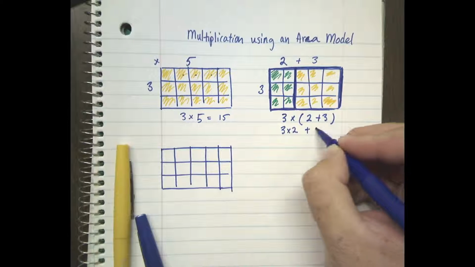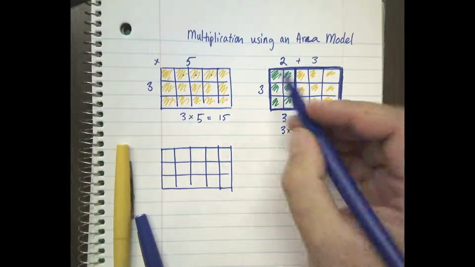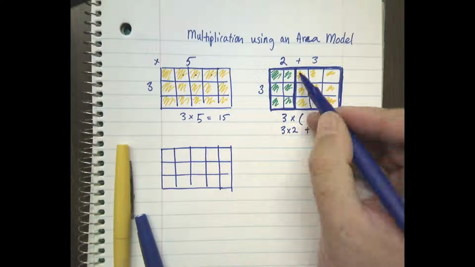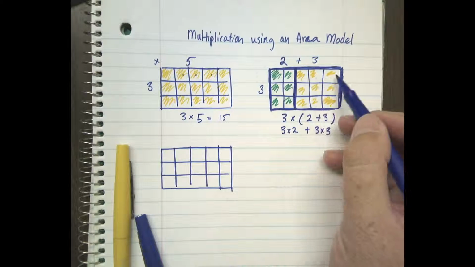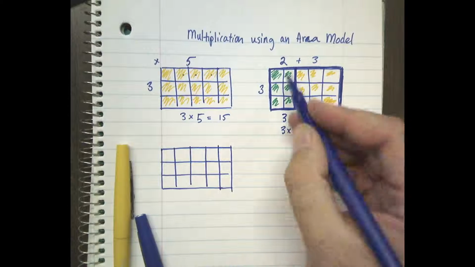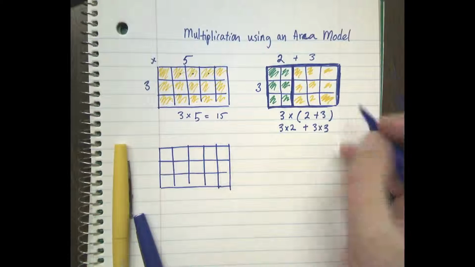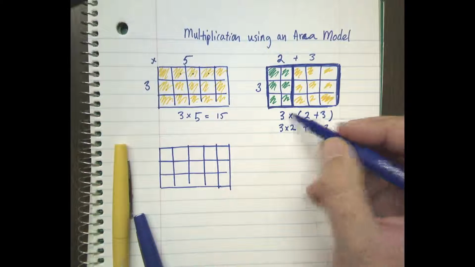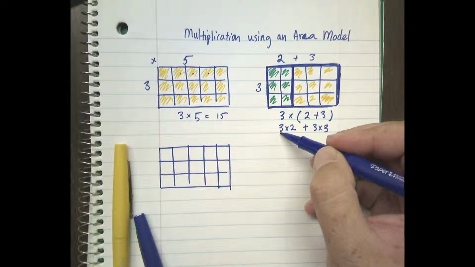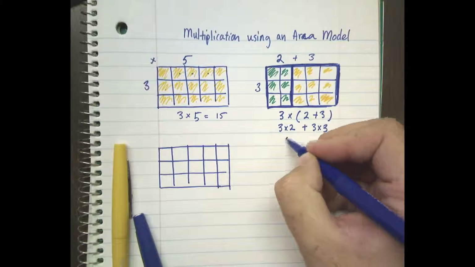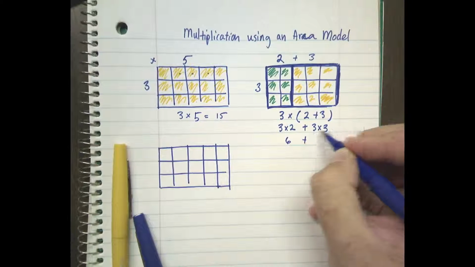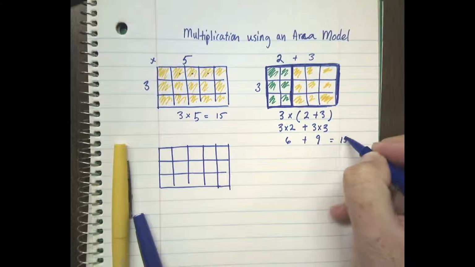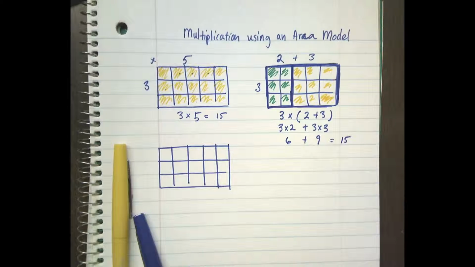plus 3 times 3, because this rectangle is 3 times 2, and this rectangle is 3 times 1, 2, 3. Okay, and then if I added these two rectangles together, I should still get 15. So let's just check to see. So 3 times 2 is 6, plus 3 times 3, which is 9. And lo and behold, look at that. It's still 15 tiles in my house.